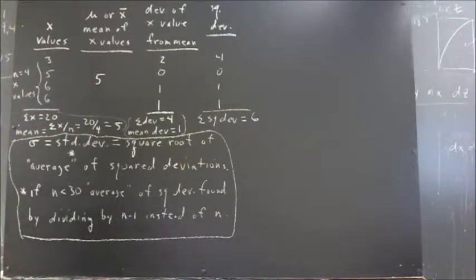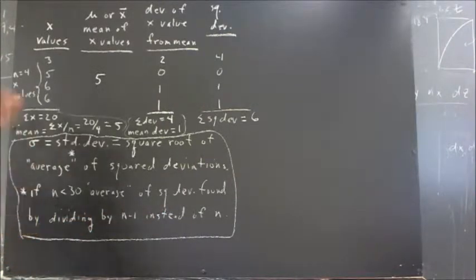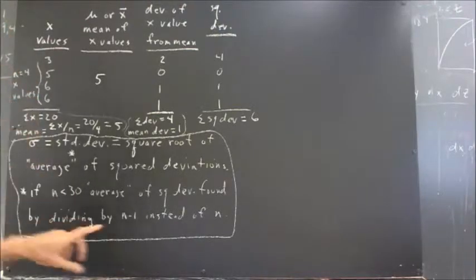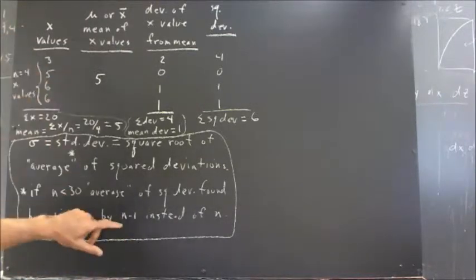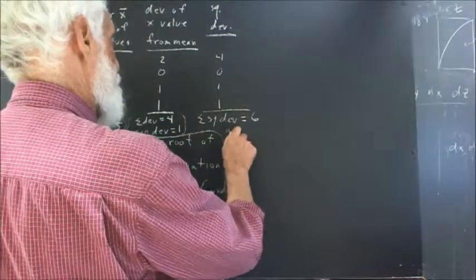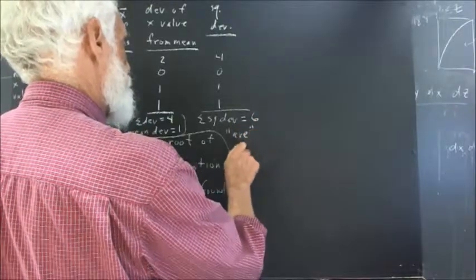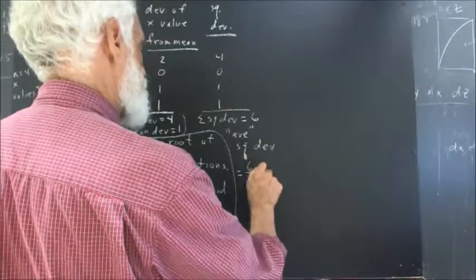Now, for reasons that you can't understand unless you had a calculus-based development of normal distributions, so you don't want to go there, you just accept this. There's a rule that says if n is less than 30, then when you calculate the average, you don't divide by n. Remember, n stands for how many x values there are. You divide by n minus 1. So instead of dividing by 4, we divide by 4 minus 1, which is 3. So the average squared deviation is 6 over 3, which is 2.